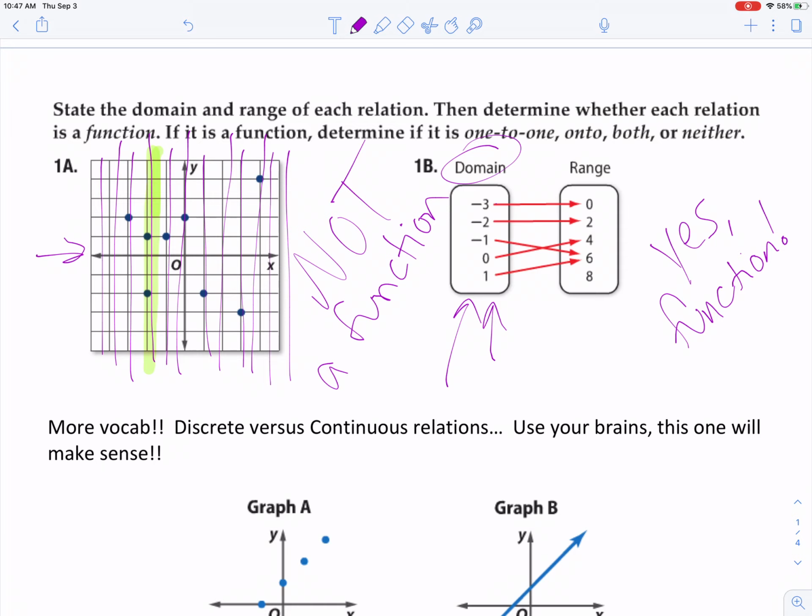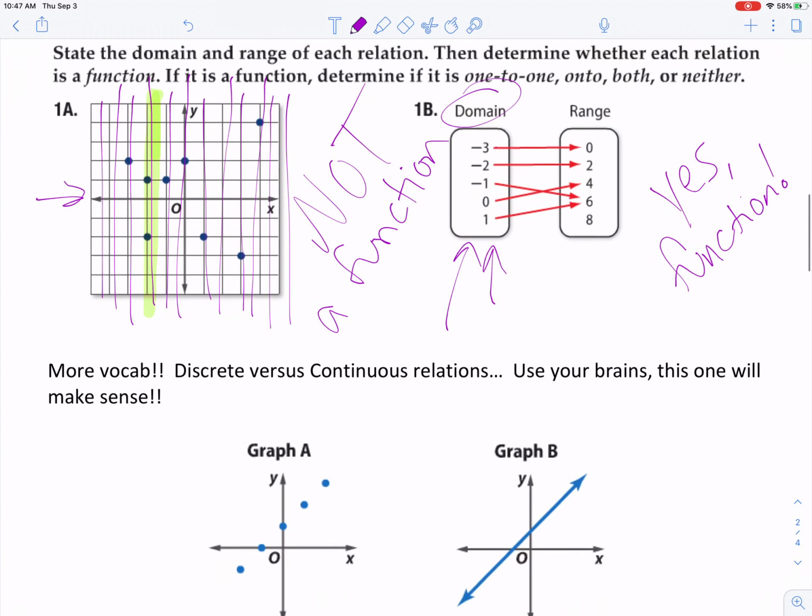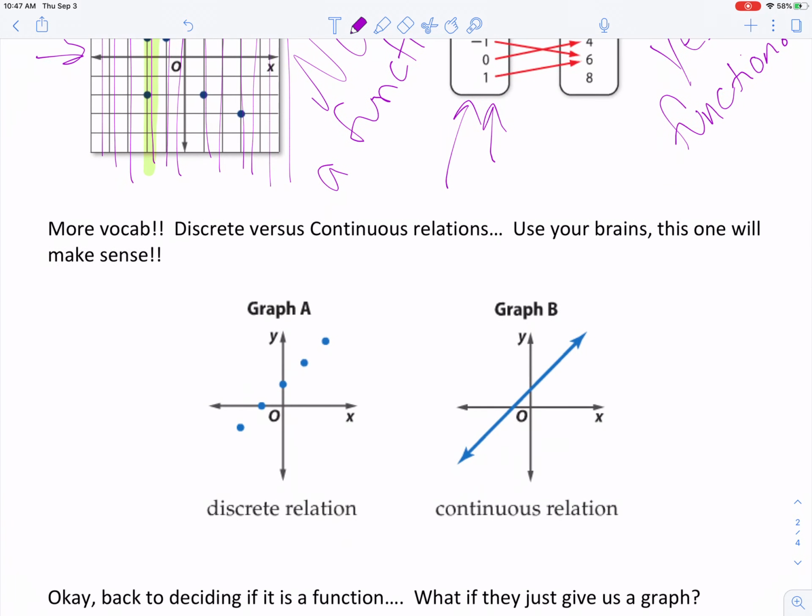Big hint here. Watch the video that's provided for you on Delta Math on this assignment to learn how to plug that in, because it's weird, okay? I'm warning you now. Here's a little more vocabulary. A discrete versus continuous relation. Use your brain here. Continuous, I can draw it without ever lifting my pencil, whereas a discrete has some spots that are kind of broken up there.